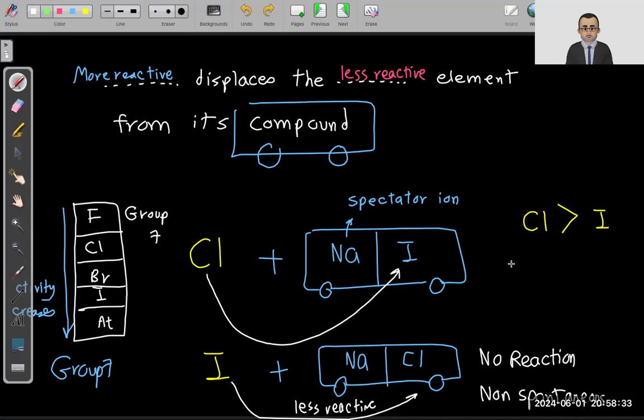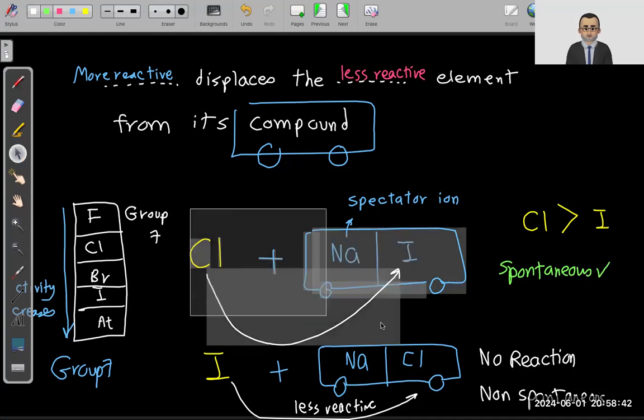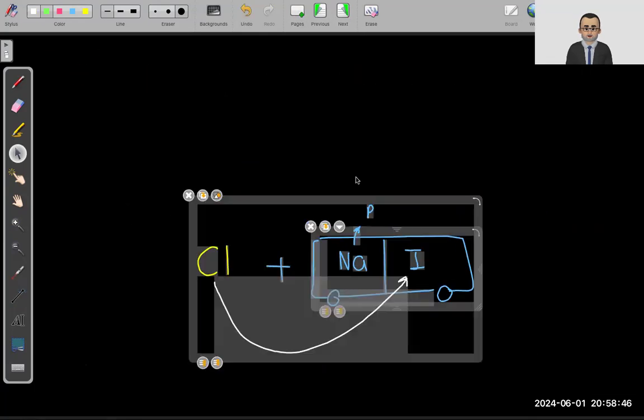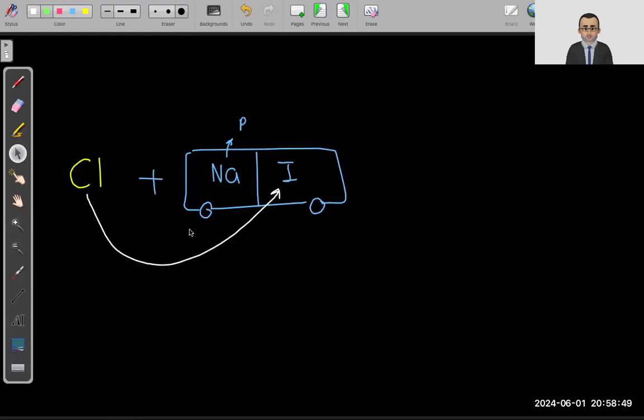So let's say it's green color. So we know it happens. Spontaneous reaction. It happened. What will happen exactly? It will sit instead of it. It will take its place. Let's see how it happens. So what will be the product?